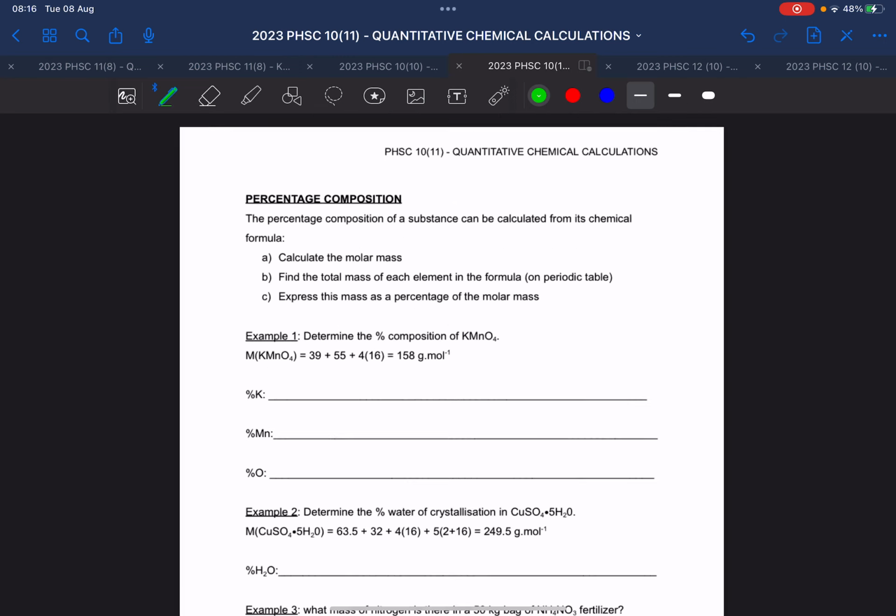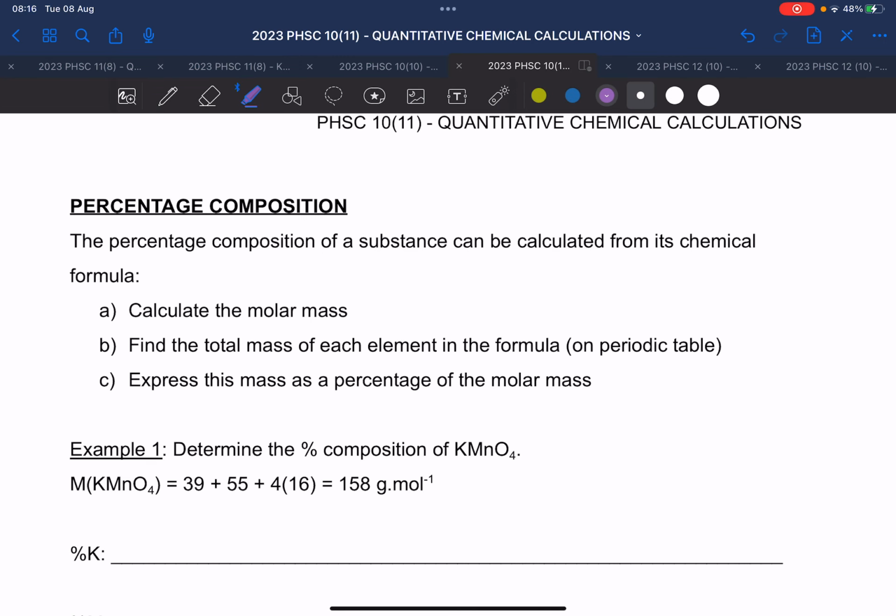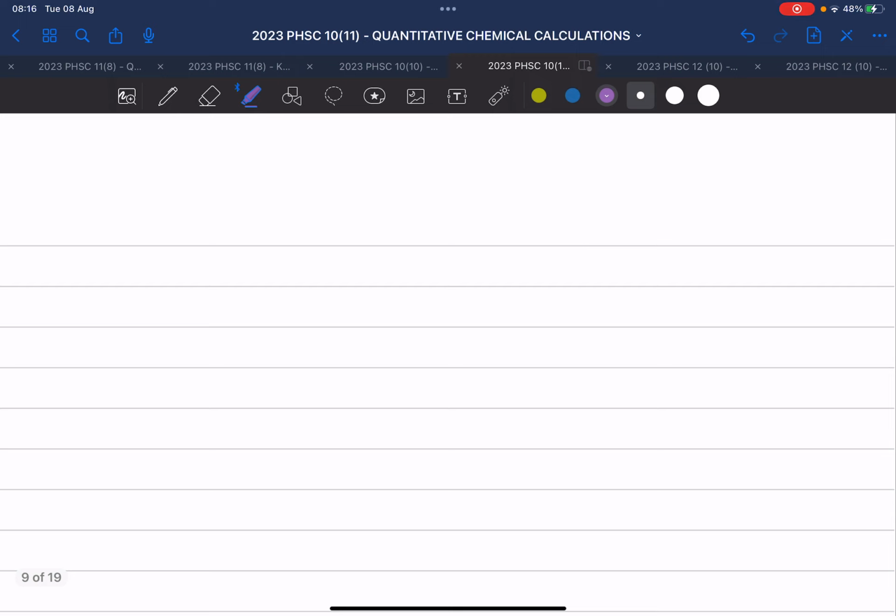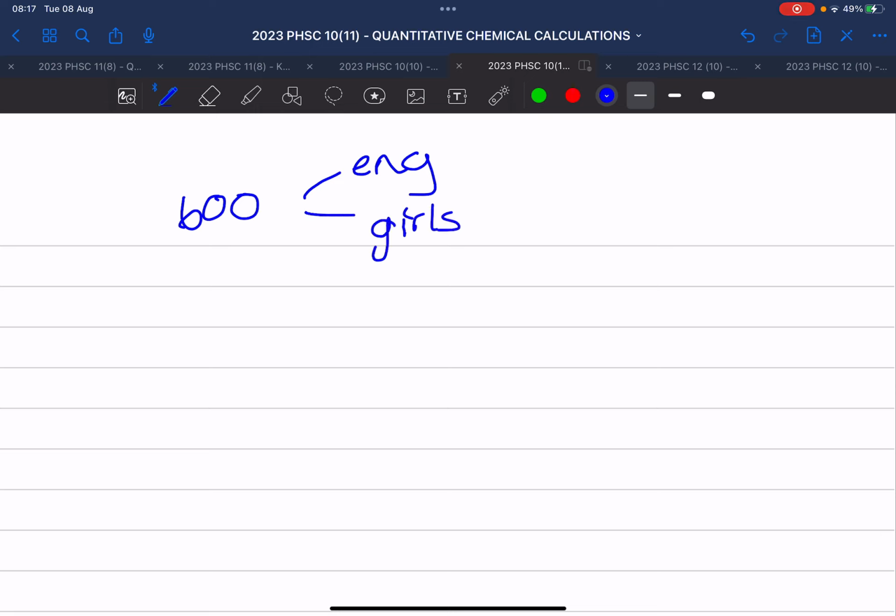Now we're going to do percentage composition. It's like when we're in school and the department asks us for some statistics. They ask, in your school, let's say our school is about 600 learners, and they want to know what percentage of your learners are English speaking? What percentage of your learners are girls? That's what they want to know.